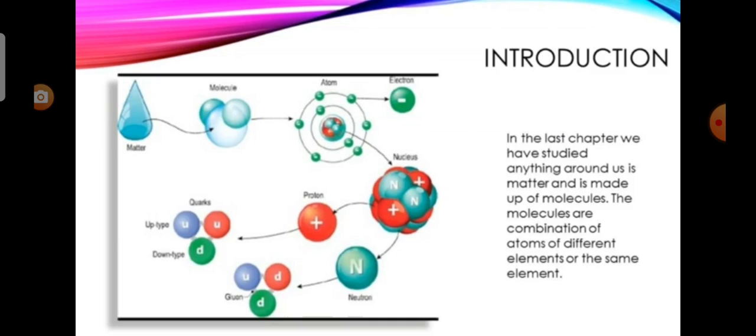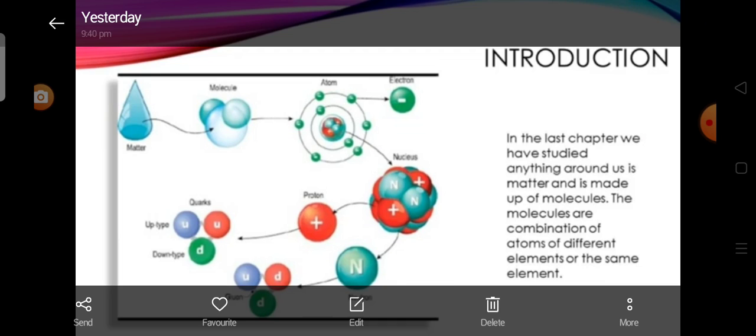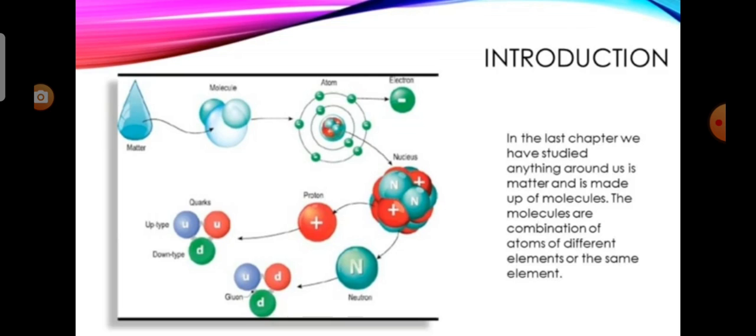In the last chapter, we studied that anything around us is matter and is made up of molecules. The molecules are the combination of atoms of different elements or the same elements. Inside the atom, there are three particles: protons, neutrons, and electrons. Protons and neutrons are in the nucleus, whereas the electrons are revolving around the nucleus.